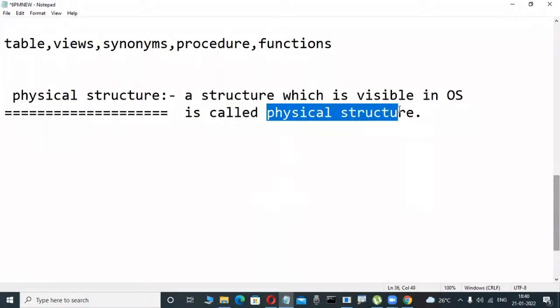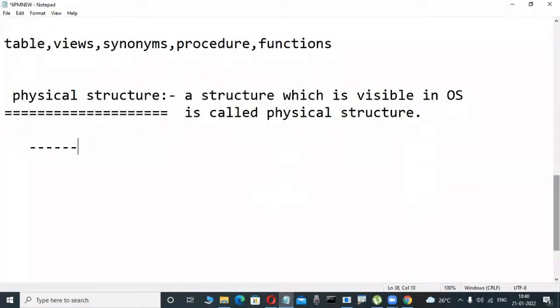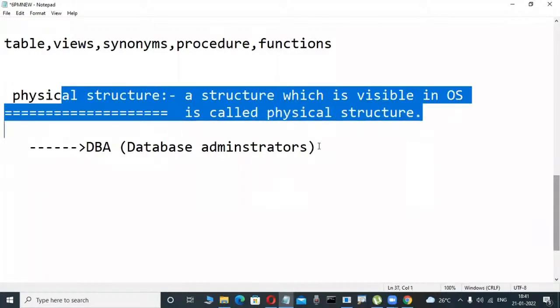But the physical structure, you and I don't work on it. Some different type of persons are working on it. Who are they? The DBA, the database administrator. In project side, there are other types of persons in a database, but database administrators only work on the physical structure.